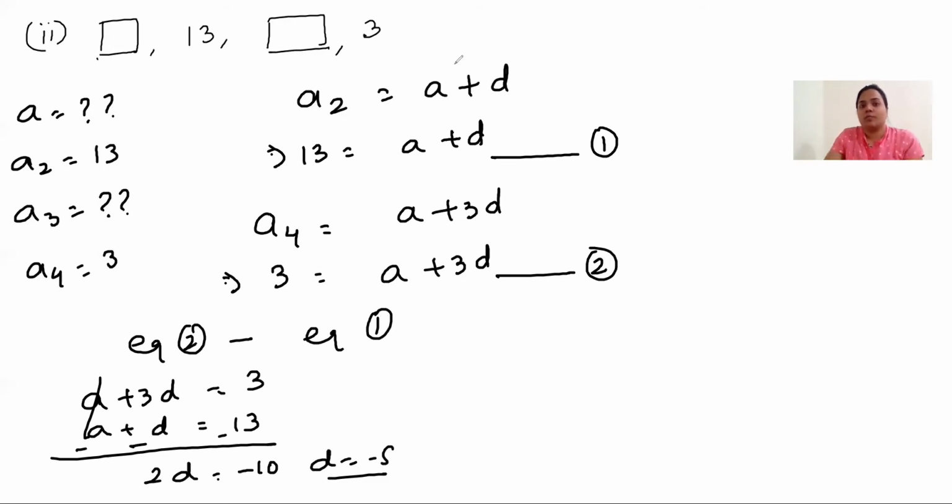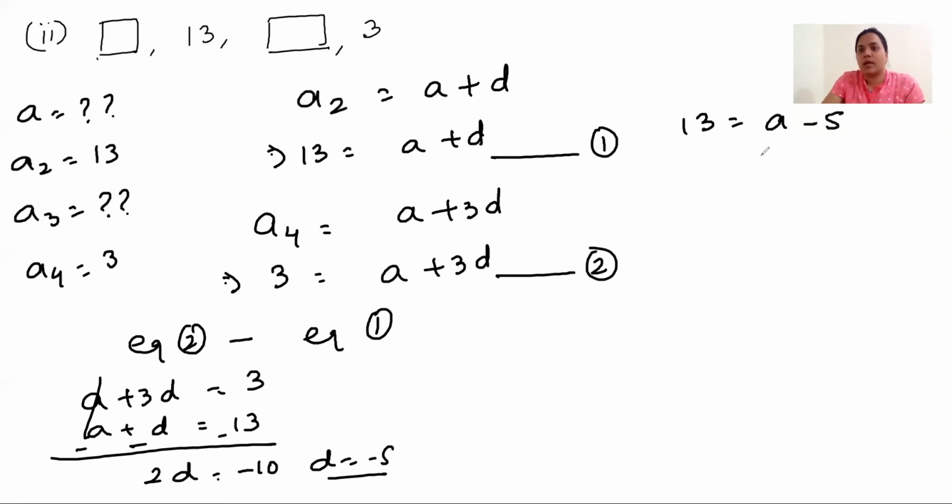We got D now. So if we have got D, we can substitute over here and we get 13 is equal to A minus 5. So 13 plus 5 is equal to A. So A is 18. So we have got A as 18 and D as minus 5. I'll write it there.